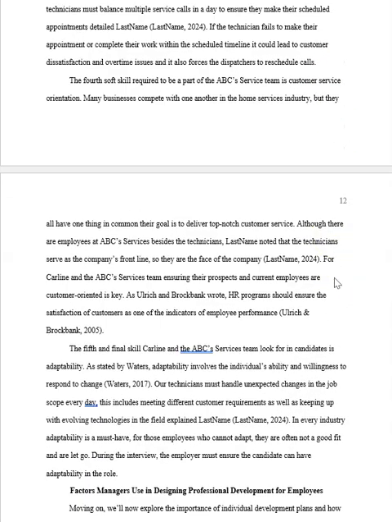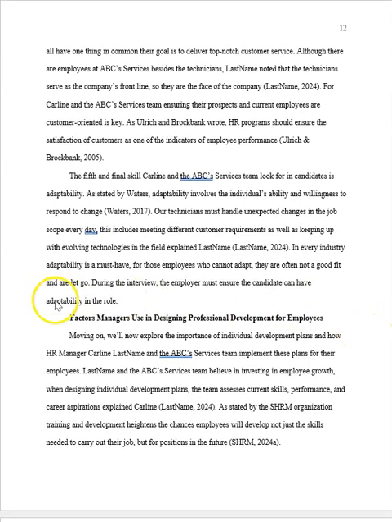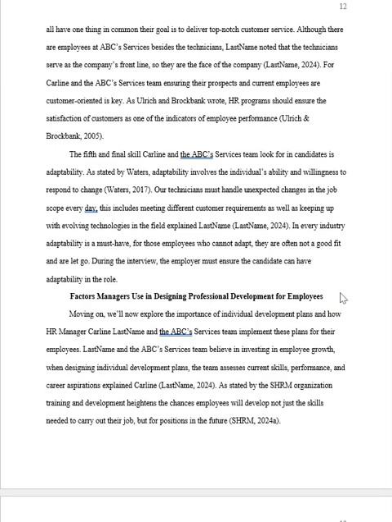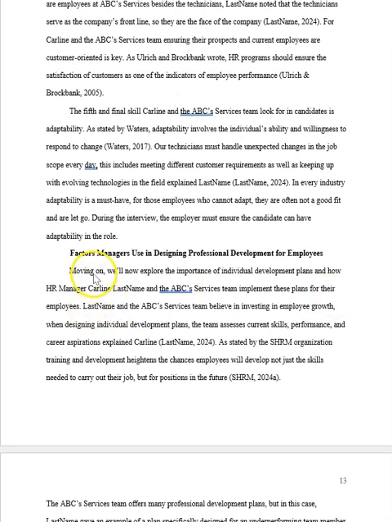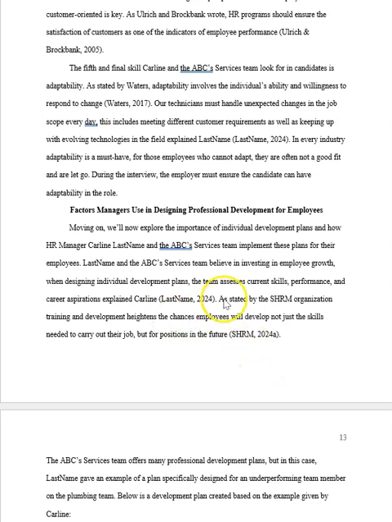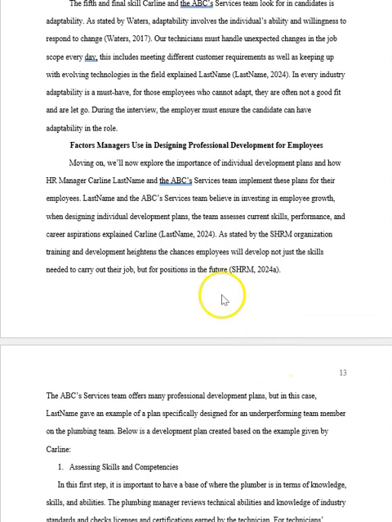So I'm just scrolling down. You'll see another level 1 heading. It's bold, with all major words capitalized and centered: Factors Managers Use in Designing Professional Development for Employees. I love the way this student writes and how they made the paper flow. They made the paper interesting. They made the paper scholarly with sharing insights.